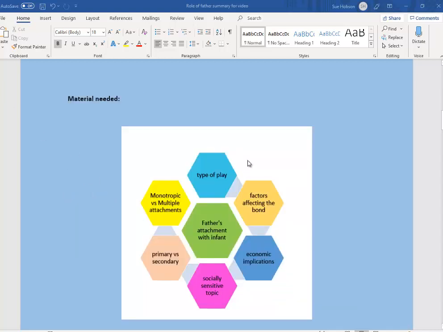Okay, so what I'm going to do is tackle these different topic areas. So we're looking at the type of play, factors affecting, economic implications, socially sensitive topic, primary versus secondary attachments, and whether we've got multiple attachments or monotropy. Okay, so father's attachment with infant. Let's have a look.